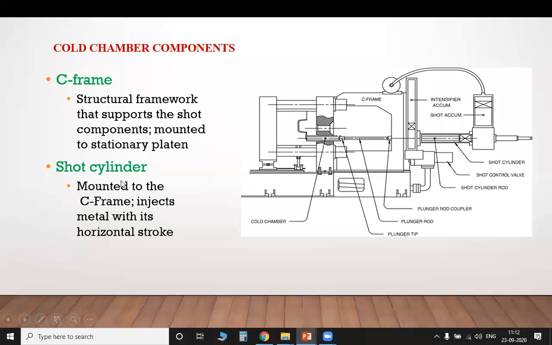The shot cylinder is mounted to the C frame, and next it injects the metal in its horizontal stroke. We are going to be learning about the horizontal cold chamber, not a vertical cold chamber. In a horizontal cold chamber, when high pressure is given to the plunger, the molten metal is pushed towards the C frame.